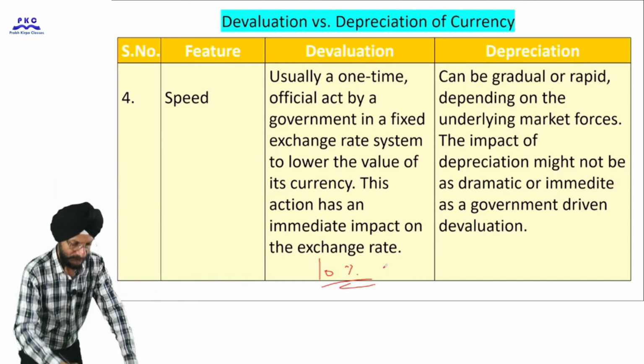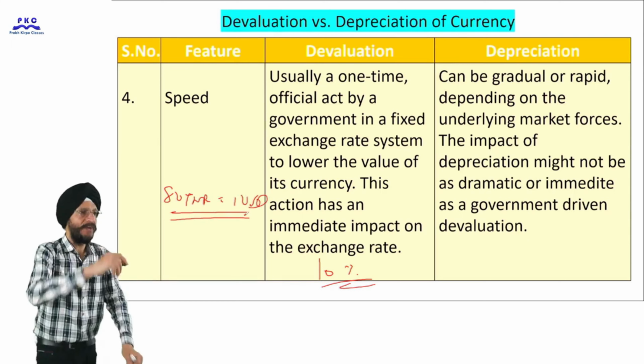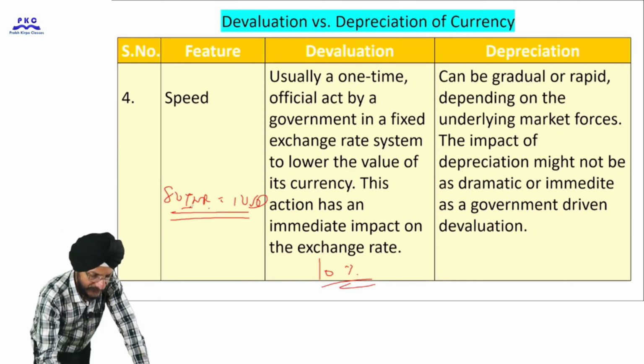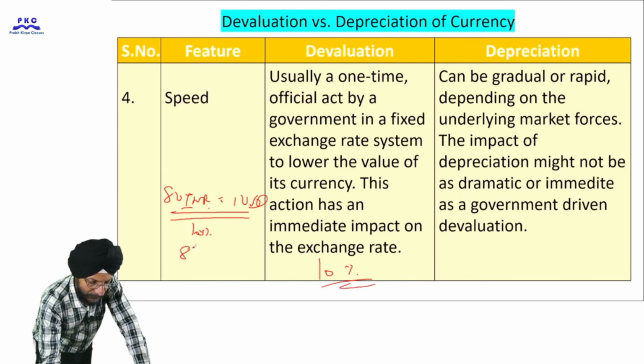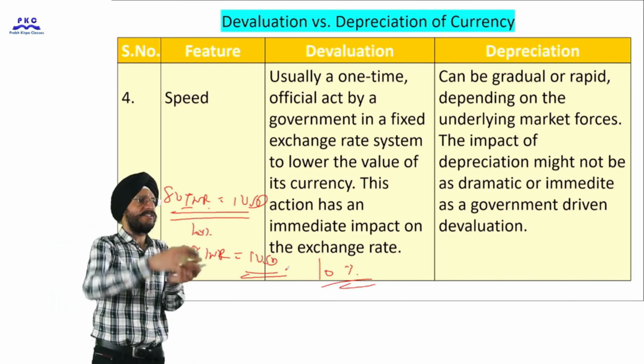Suppose at present 80 Indian rupees are equal to 1 US dollar, and the government of India decides that it wants to devalue its currency by 10%. Then what will happen? Immediately 88 Indian rupees will become equal to 1 US dollar. Impact is immediate on the exchange rate.